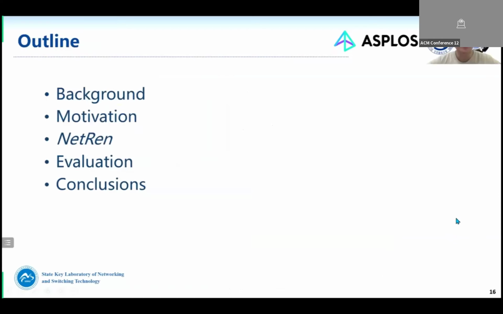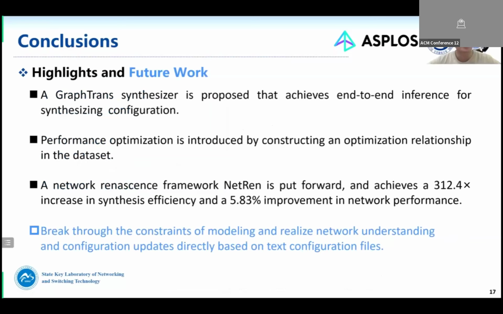Finally, to summarize this work, a graph chain synthesizer is proposed that achieves end-to-end inference for synthesizing configuration, and performance optimization is introduced by constructing an optimization relationship in the data side. A network Renaissance framework, NetRen, is put out and achieves more than 300 times increase in synthesis efficiency and 5.83% improvement in network performance.